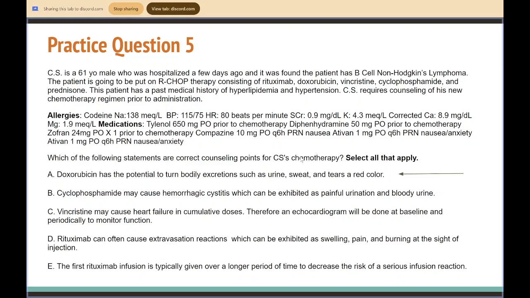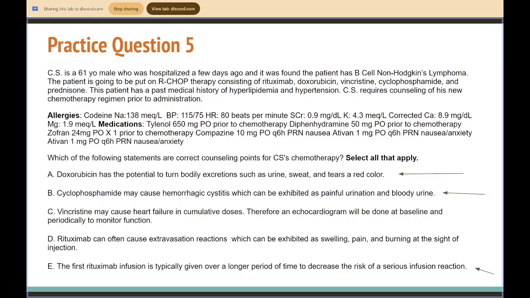So the correct answers here are going to be A as in Adriamycin, B as in Brilinta, and E as in excellent or Excedrin. So let's talk about why. A is correct because doxorubicin does. It is correct as written. Bodily excretions can turn into a red color. Other drugs that change bodily fluids into a red color would be rifampin and pyridium, aka azo.